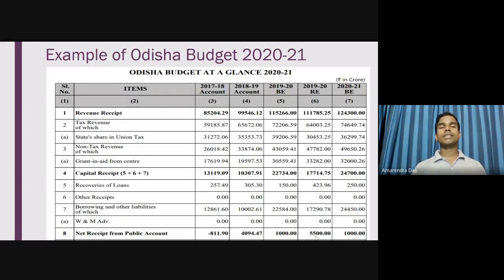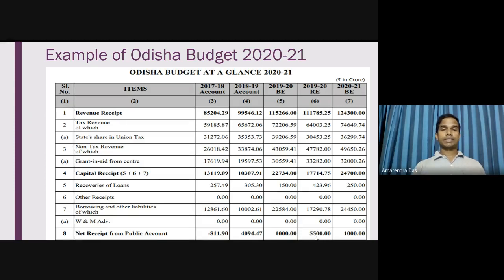Now, if you look at the Odisha budget, this is the budget at a glance of Odisha. Now you see here we have revenue receipts, then we have capital receipts. Within revenue receipts we have tax revenue, within which you have own tax revenue, and then we have share in the union taxes. Then we have non-tax revenue, within which you have grants-in-aid. Within capital receipts, we have recovery of loans, and then other receipts, and then borrowings and other liabilities, and within that, ways and means advances.